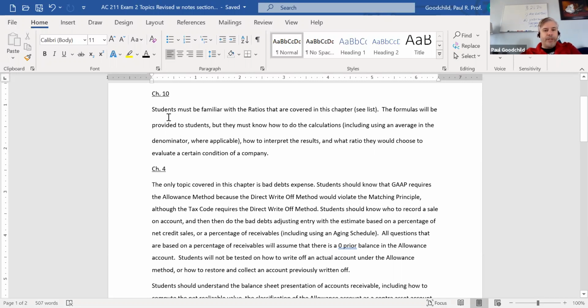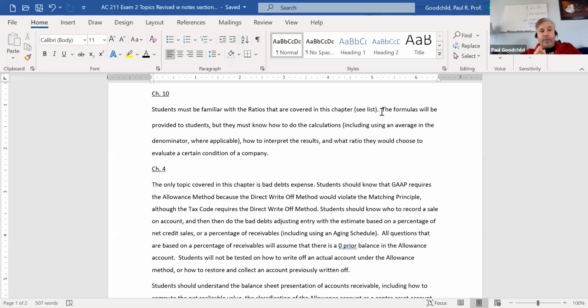All right, so chapter 10. Students must be familiar with the ratios that are covered on the chapter list. So I provided you with a list of ratios. You can use that during the exam. If for some reason you don't have it, I am trying to work on putting together something on the test itself. However, the issue is going to be that you're only going to get one question presented at a time versus the whole set. So you may have to move forward or backwards. You'll still be able to go back to the questions, skip them, and come back as long as you're within the time, but it's only going to present one at a time.